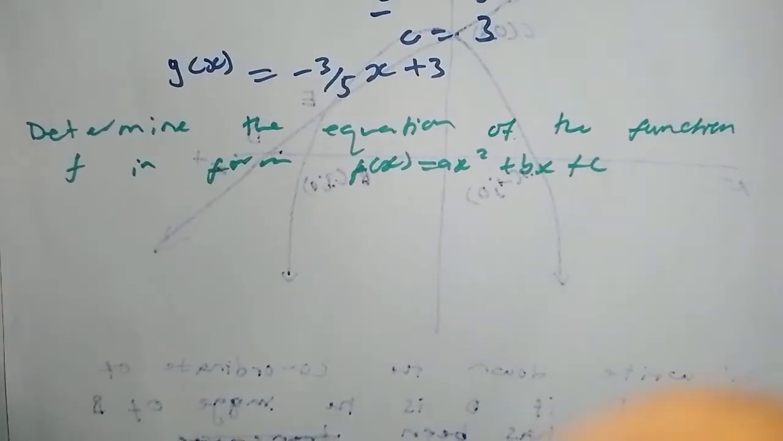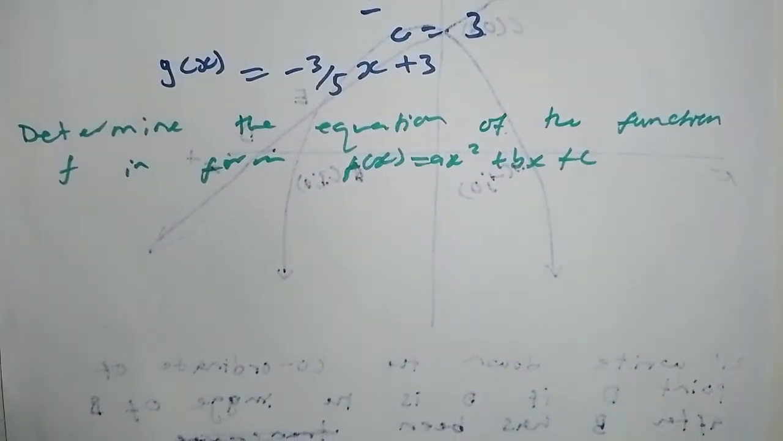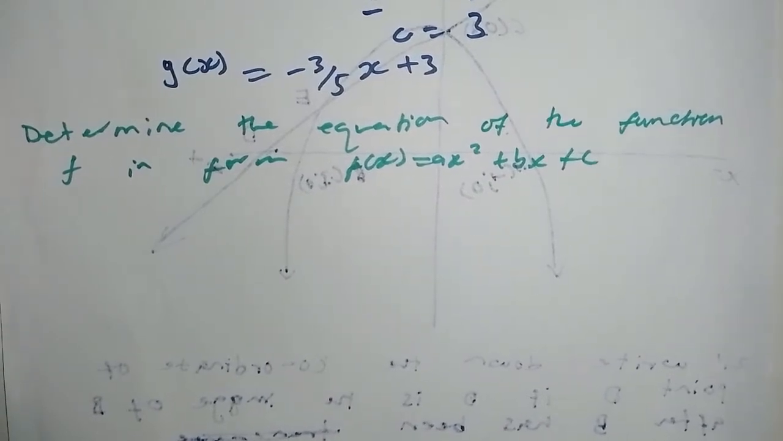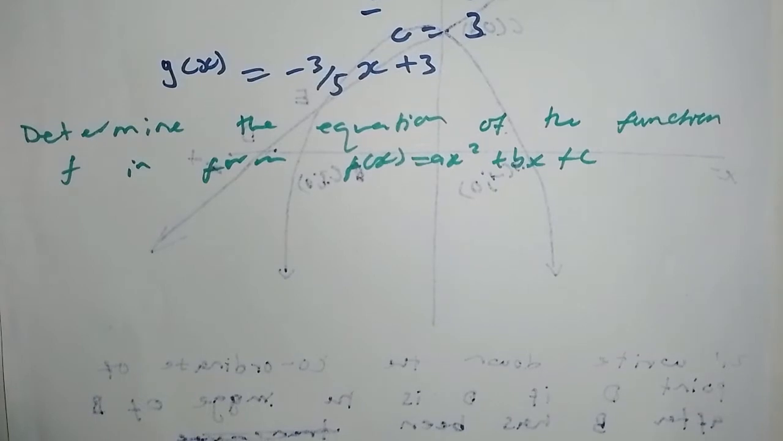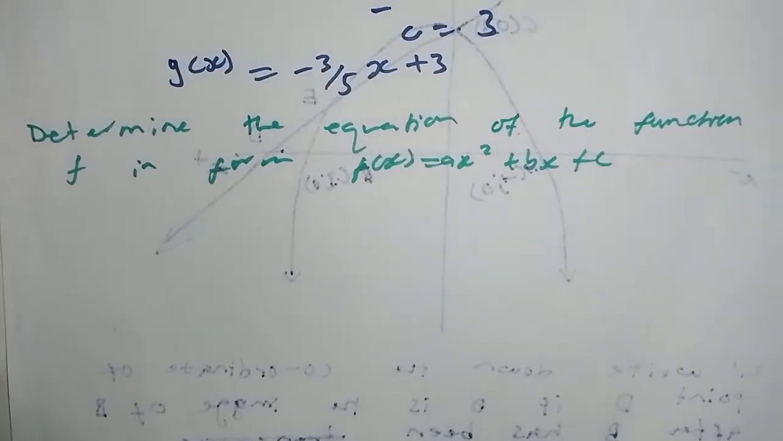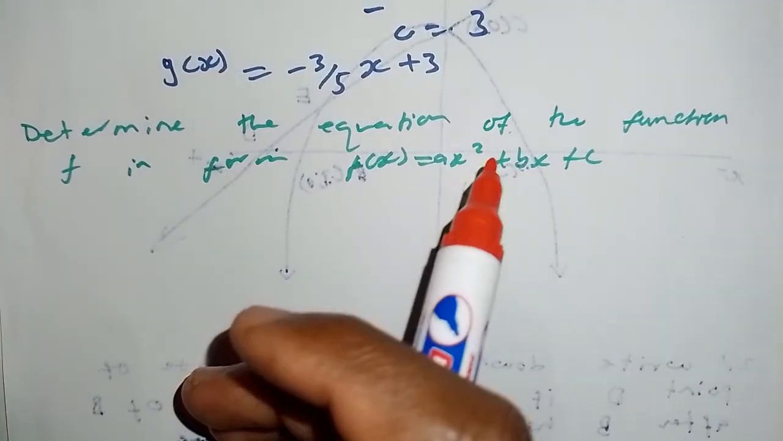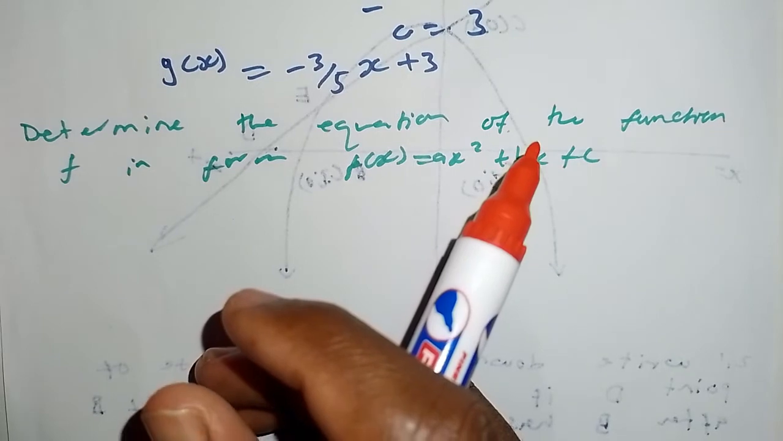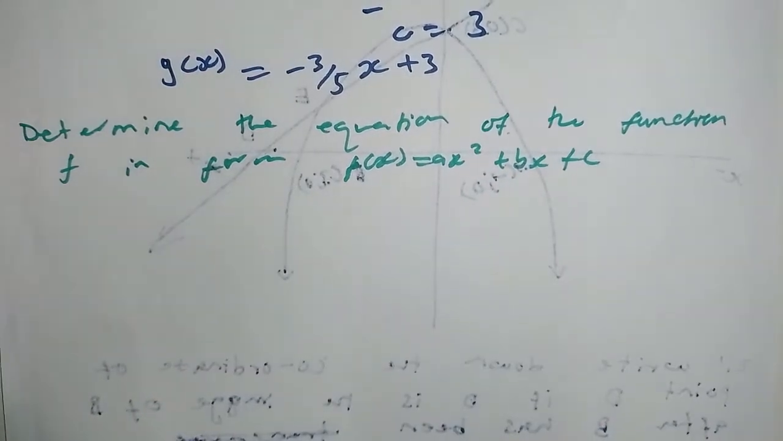Okay, now we have the next question. It says determine the equation of the function f in the form f of x is equal to ax squared plus bx plus c, right? In the general equation or general formula of the quadratic, right? That is how we need to write it. Remember what I said? Let's just go back to the drawing.